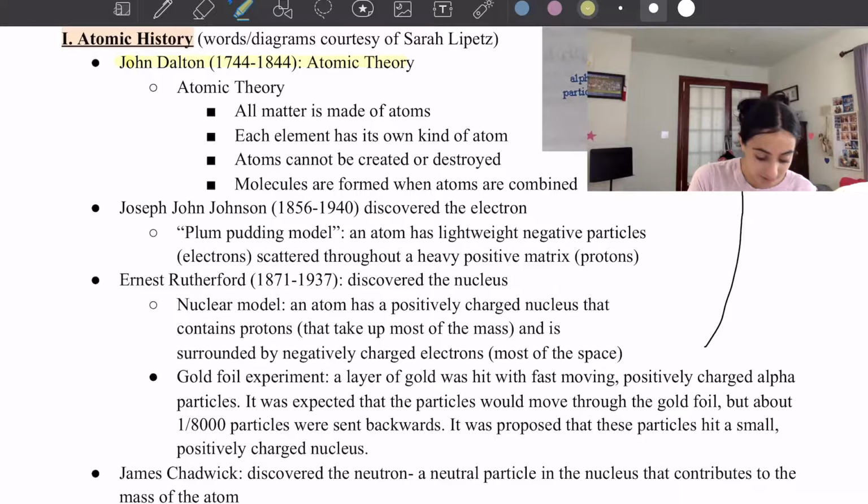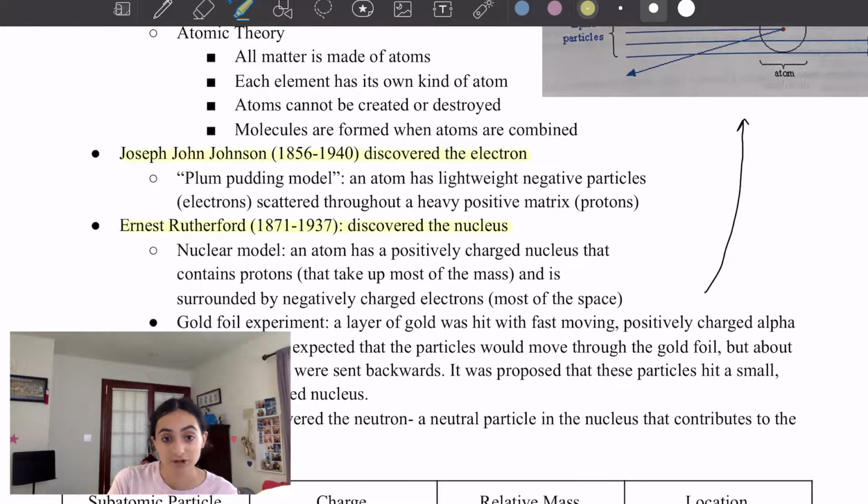Next, we have Joseph John Thomson. He discovered the electron because he discovered that there were particles around a positive mass in the center of an atom that were negatively charged. Next, we have Ernest Rutherford, and he discovered the nucleus by creating a nuclear model, which explained that an atom has a positively charged nucleus in the center that has protons, and protons make up most of the mass, and then it is surrounded by negatively charged electrons around it.